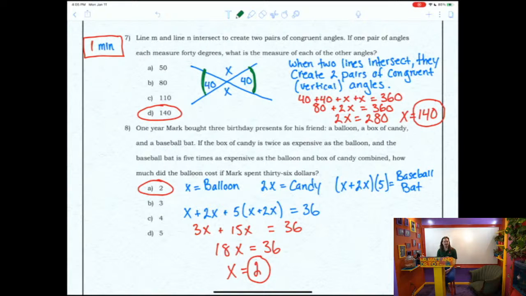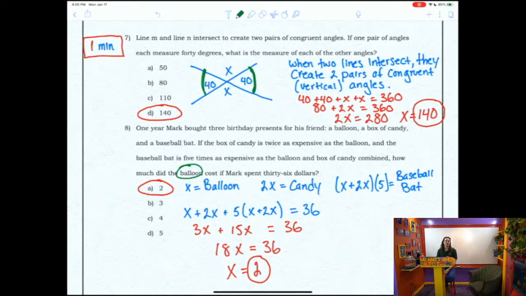So 18x, 18 times this common multiple of x, is equal to the total number of dollars spent, which is 36. So if I divide by 18, I'm going to find that x is equal to 2. Now they ultimately asked for how much did the balloon cost. The balloon has a cost expression of just x.